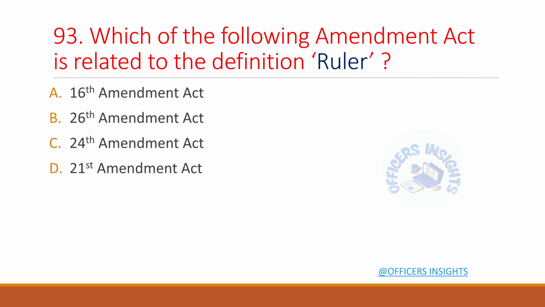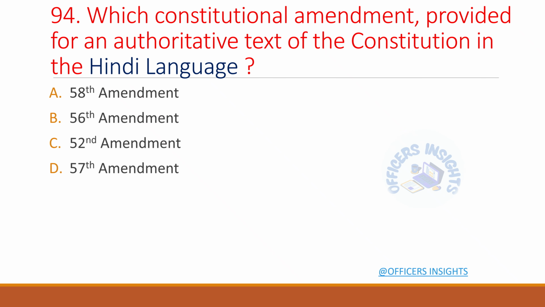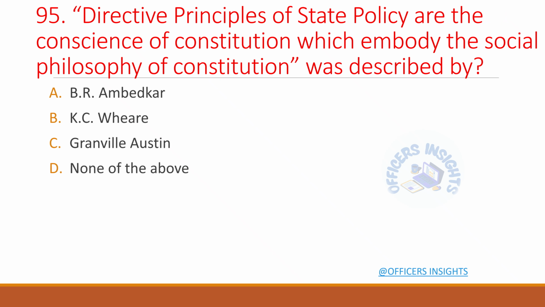Which of the following Amendment Acts is related to the definition of ruler? Correct answer is option B, 26th Amendment Act. Which constitutional amendment provided for an authoritative text of the Constitution in Hindi language? Correct answer is option B, 56th Amendment.